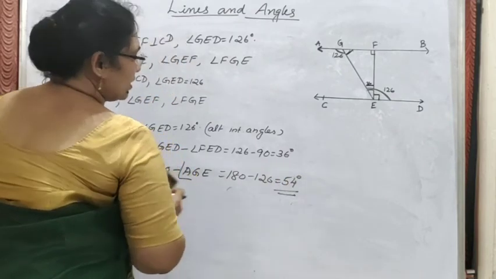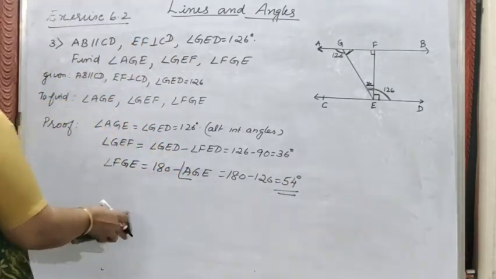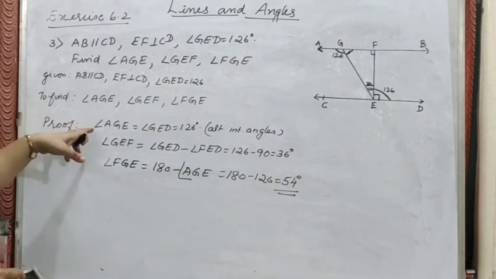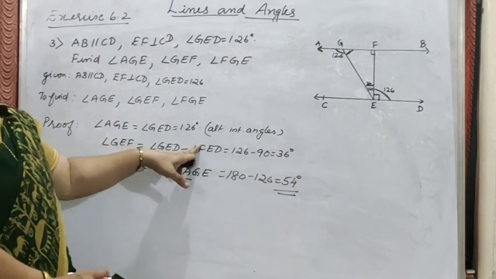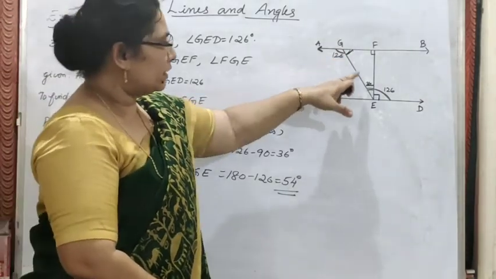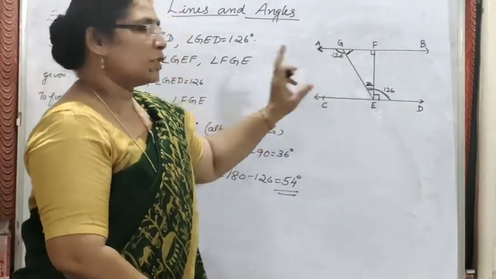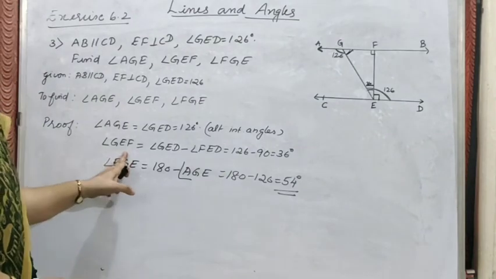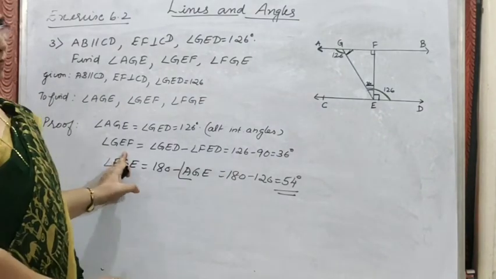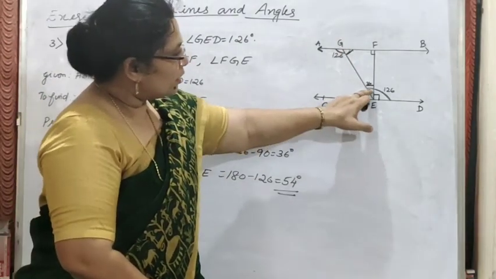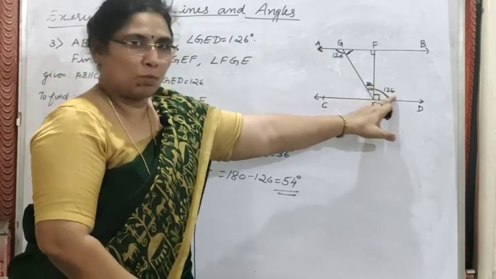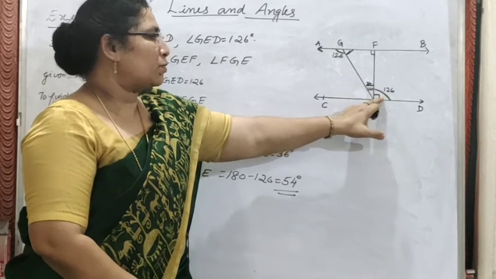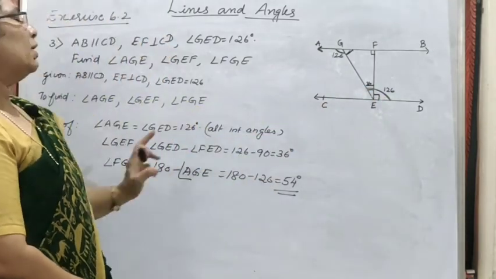So according to the steps, whichever method we feel is easy, we can adopt. First step is AGE is to be found out. So we have used the alternate interior angle, which is that one, GED. So 126 means 126. What is the next question? GEF. GEF is the small angle. So up to here it is 90. Whole angle is 126. So 126 minus 90, the remaining angle is 36.